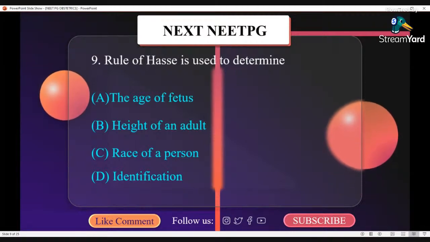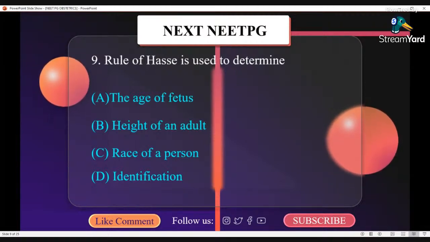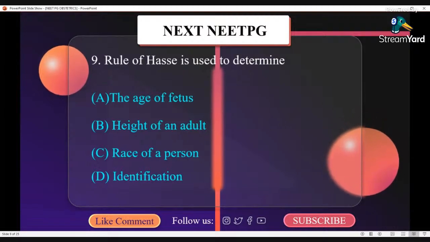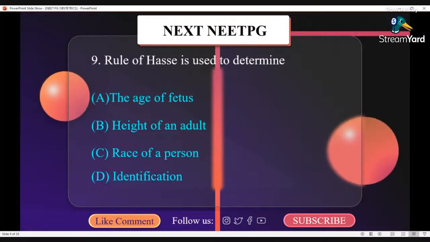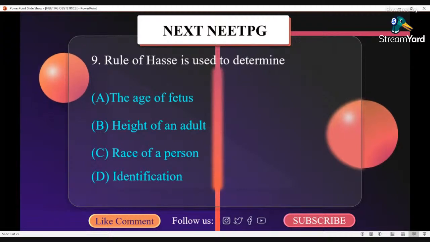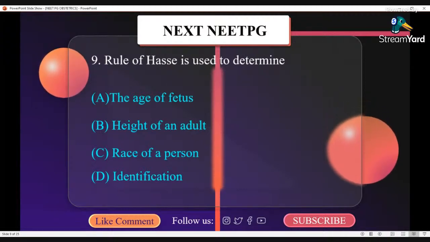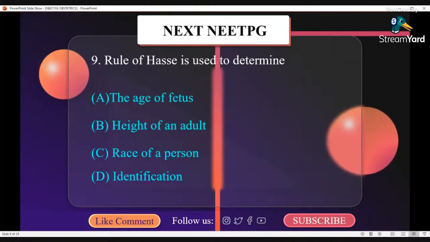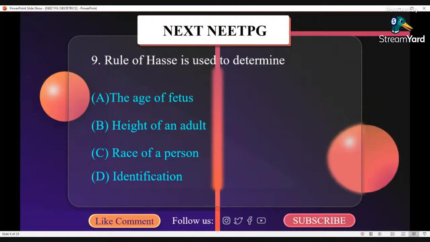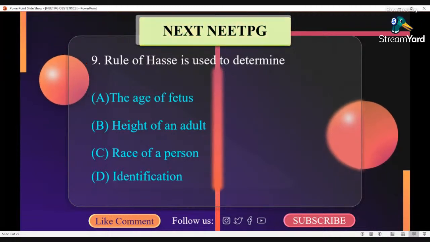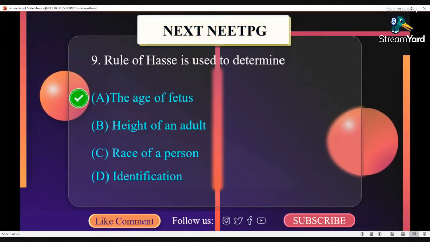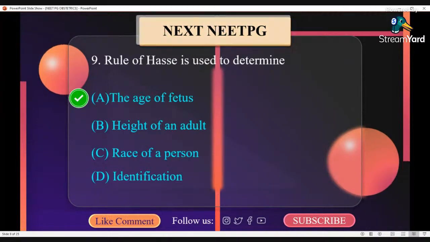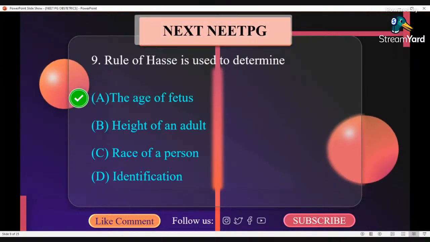Identification. Rule of Hasse is used to determine A. The age of fetus, B. The height of an individual, C. The race of person, and D. Identification. We all know that rule of Hasse is used to determine the age of fetus. So the correct option here is rule of Hasse is used to determine the age of fetus.